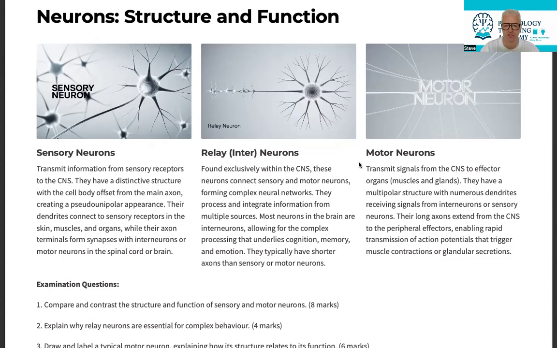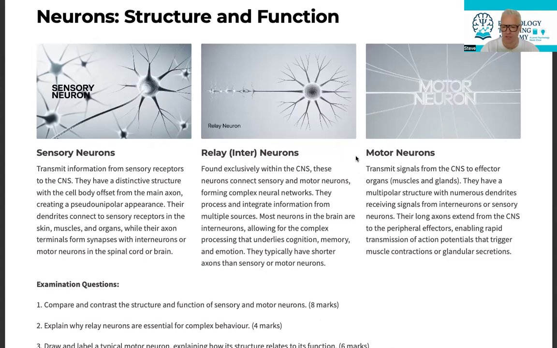The relay neurons, mainly found in the central nervous system, connect sensory and motor neurons, forming a complex neural network, and they process and integrate information from multiple different sources. Most neurons in the brain are interneurons, and that allows for complex processing that underlies cognition, memory, and emotion. And they typically have shorter axons than sensory or motor neurons.